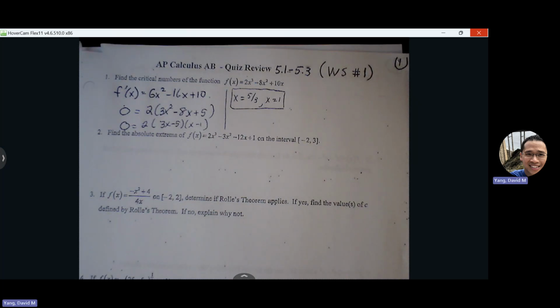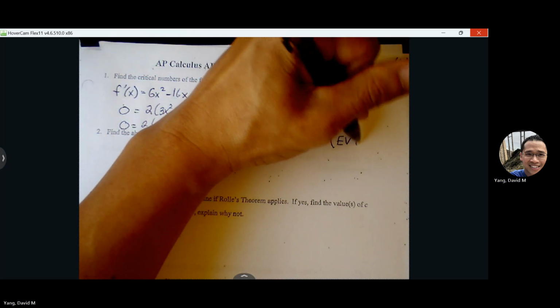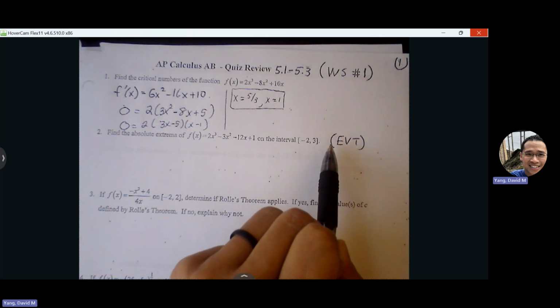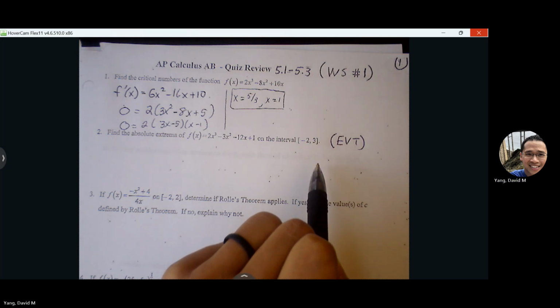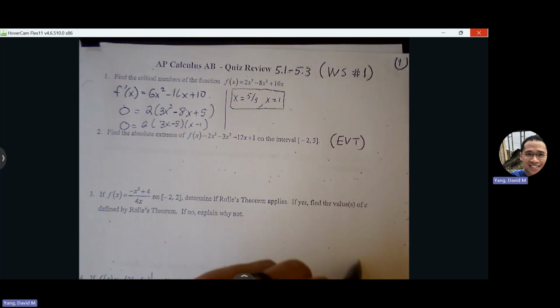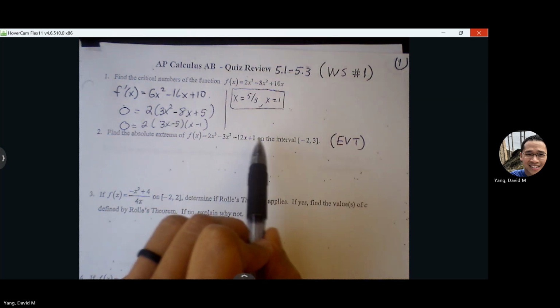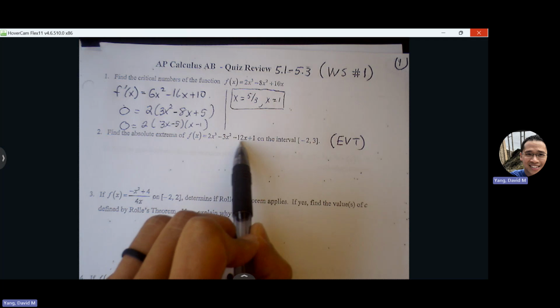Number two, find the absolute extrema on the interval from -2 to 3. This is an application of extreme value theorem. And we have to remember there's one condition with EVT. What is that? The function has to be what? Continuous. Yeah, continuous. And we know we're going to be safe there.